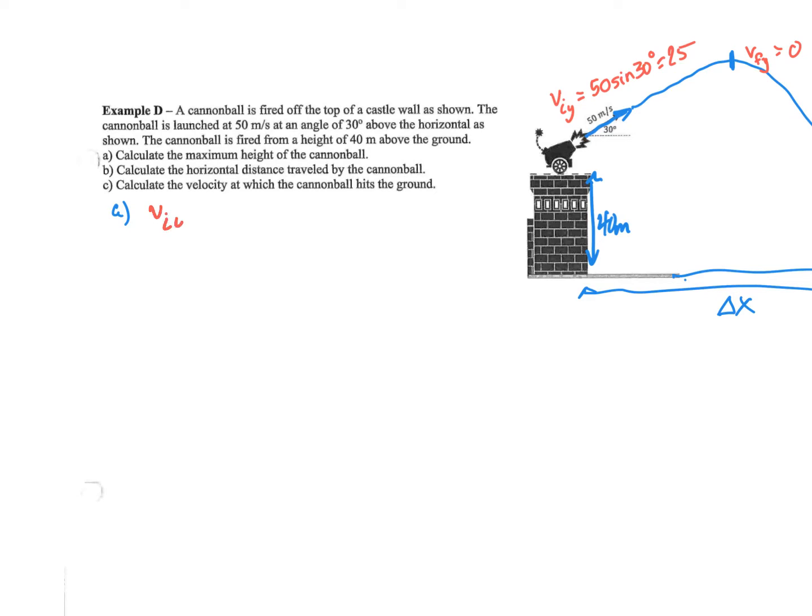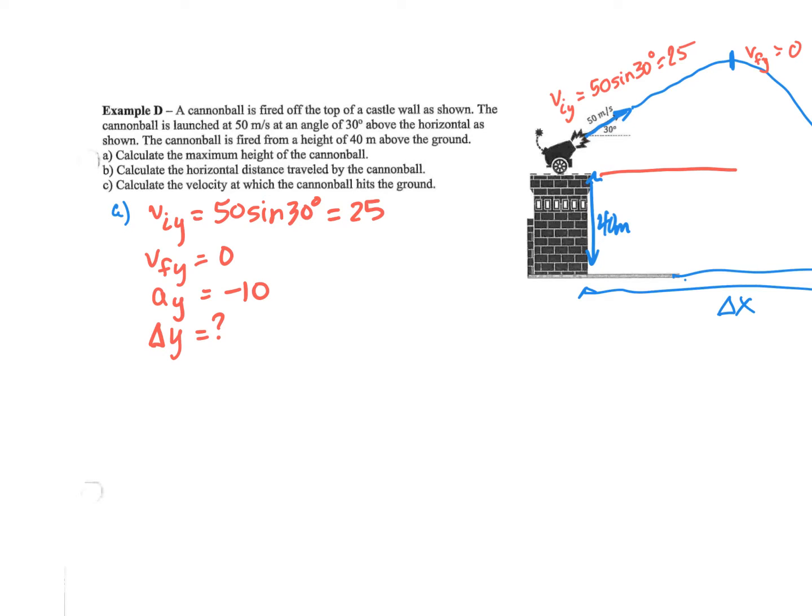We know v initial in the y direction is going to be 50 sine 30 degrees, which is 25. We know v final in the y direction is going to be 0. We know a in the y direction is going to be negative 10. What we don't know is time, and I don't want to have to find the time. What I'm looking for is delta y. We don't know what that is, but we're going to figure it out. Because what we're going to do is figure out what this delta y is, and then we're going to add this 40 meters to it. So delta y is just going to be this chunk right here from where it starts to where it goes.